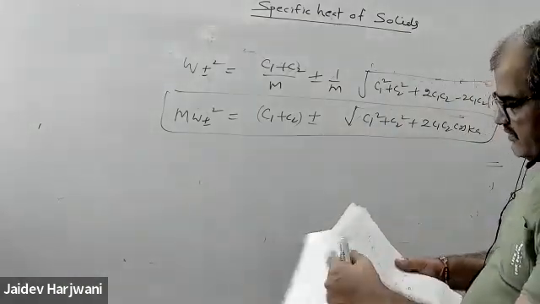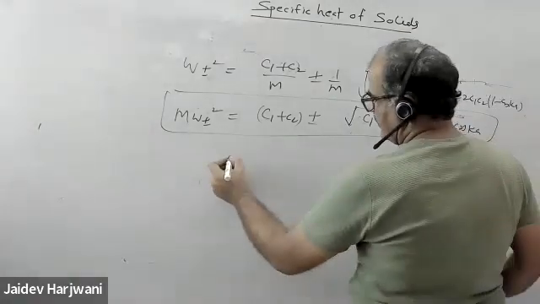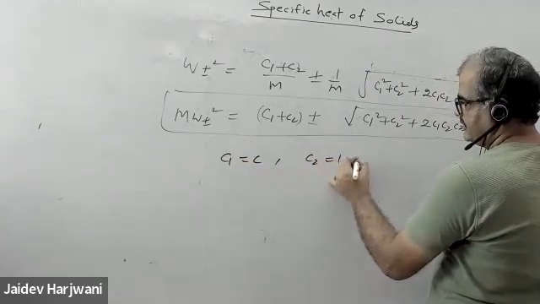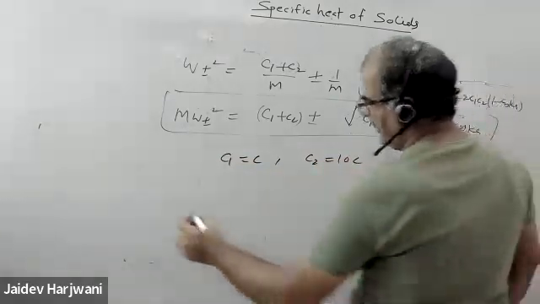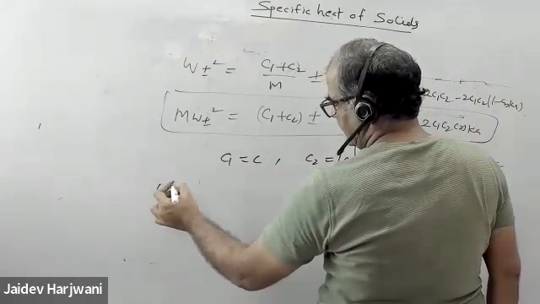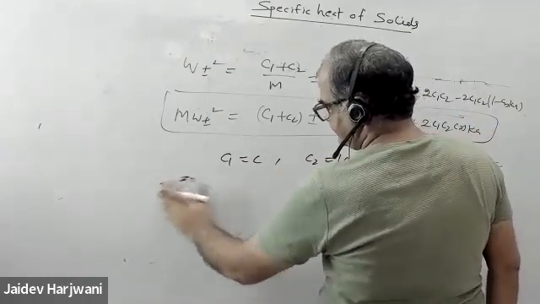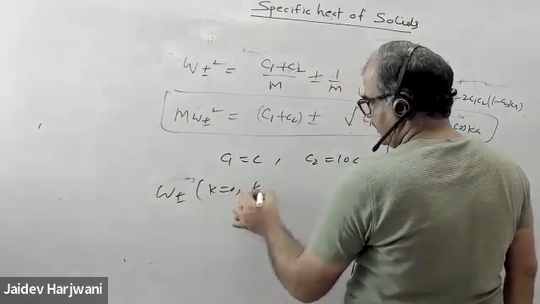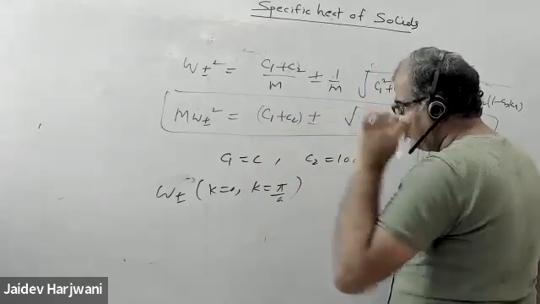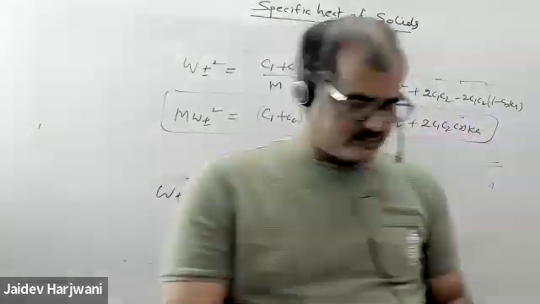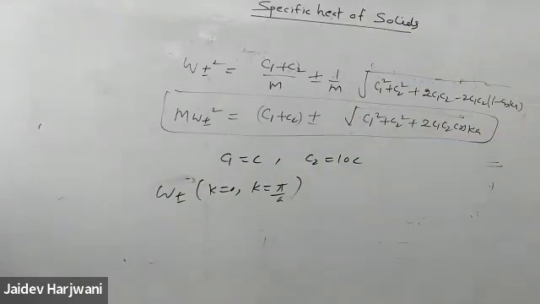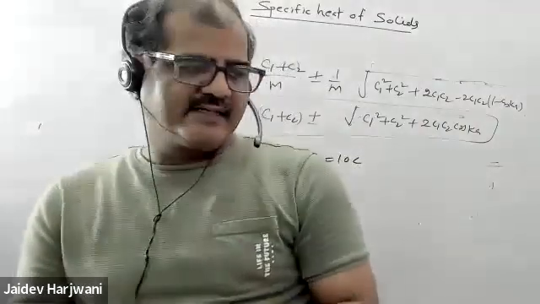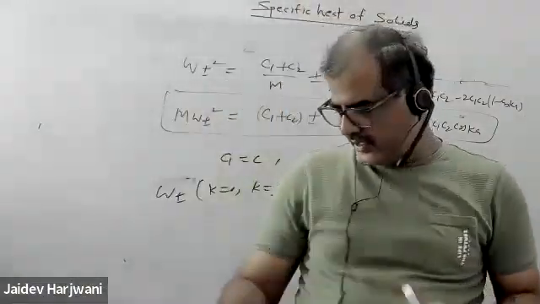Now what they have given, they have given you C1 equal to C and C2 equal to 10C, and they're asking you to calculate omega plus minus square, omega plus minus at k tends to 0 and k tends to pi by a. Calculate. You have to calculate both branches, omega minus and omega plus at k tends to 0 and k tends to pi by a.